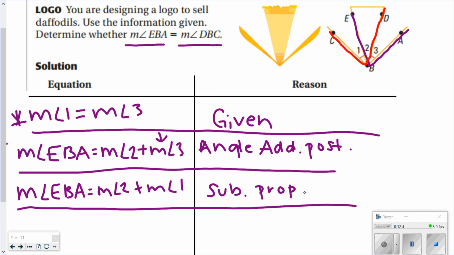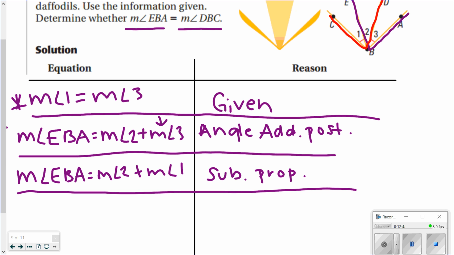All right. Now let's look at the red angle. The red angle, CBD, so let's write that out. The measure of angle DBC is equal to the measure of angle 2 plus the measure of angle 1. And that was also the angle addition postulate, adding two small angles equals the larger angle.